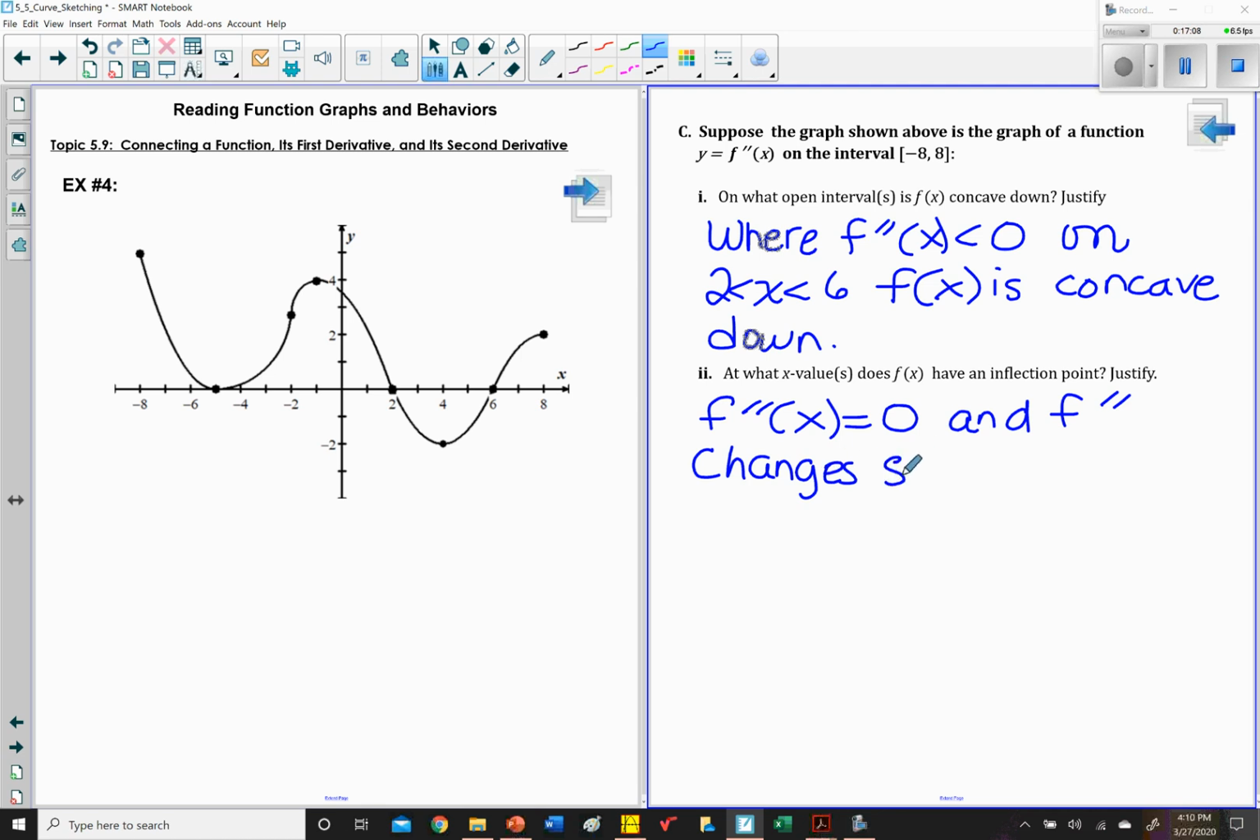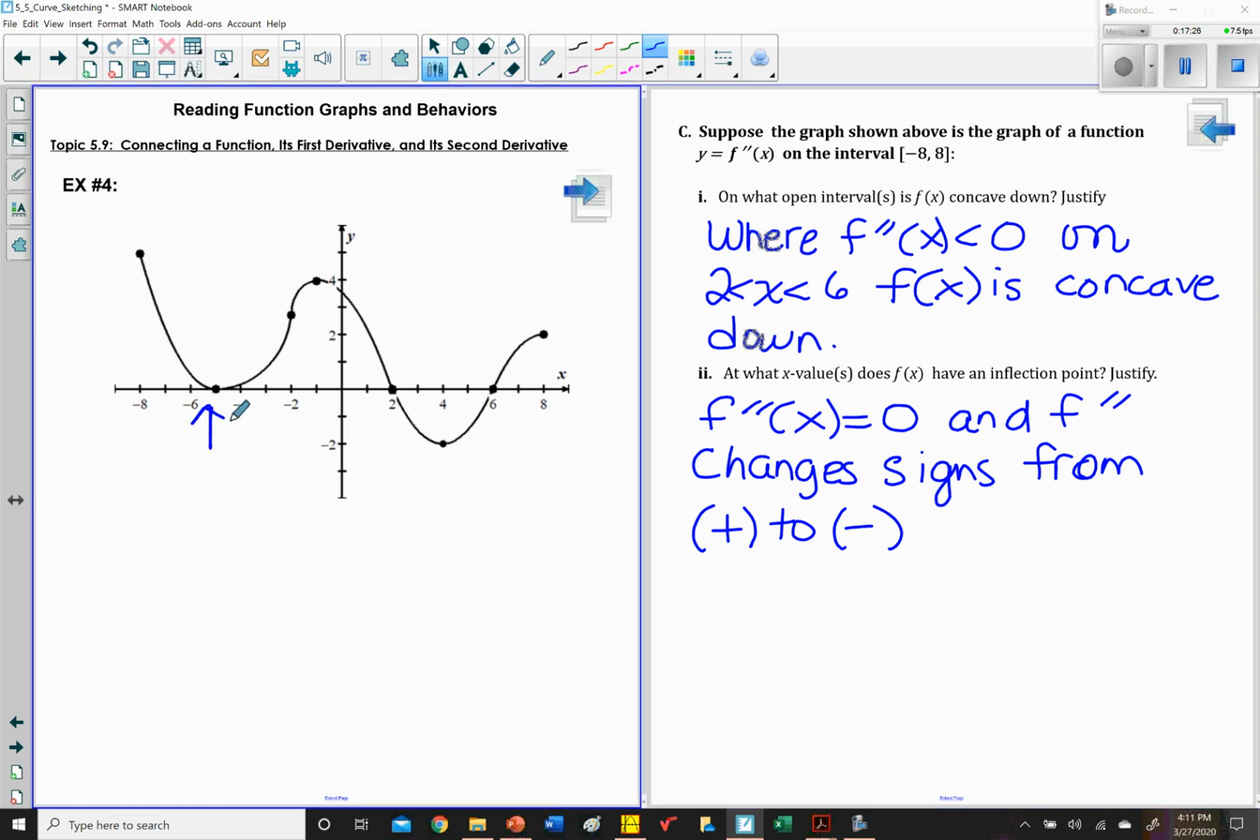from positive to negative. I'm going to abbreviate here. Where does that happen? Let's see. So the second derivative is 0 right there and right here.